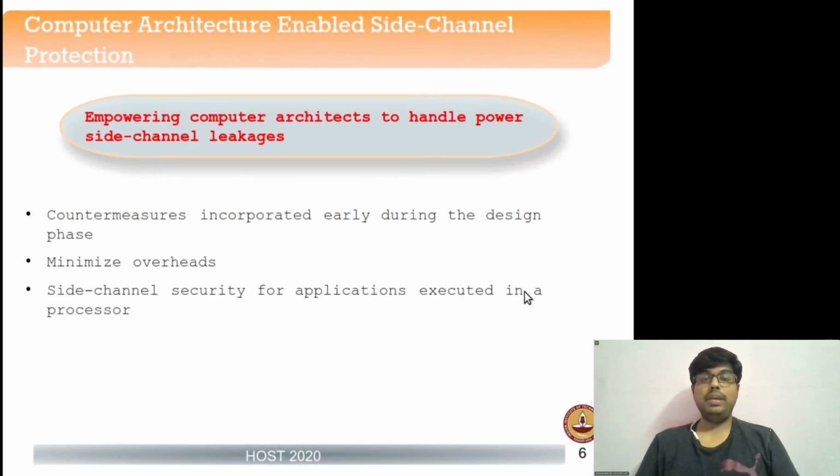Our motivation is to enable or empower computer architects to handle power side channel leakages. A system designer or computer architect who does not have expertise in the side channel domain should be able to detect and fix the side channel vulnerabilities in the early stage of the design phase. Since we are trying to give fixes at the ground up level, the associated overheads in terms of area and performance are very minimal compared to contemporary works. Another motivation is to provide security for applications executed in a processor, unlike previous works, which only try to protect a particular module or a particular application executed in a processor.